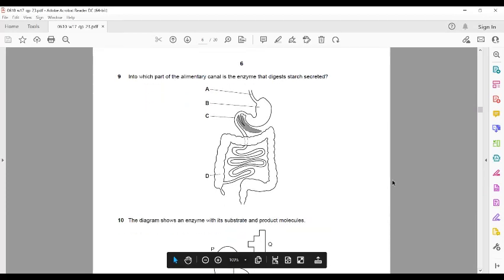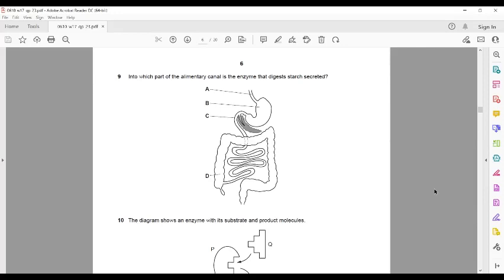Question number 9, which part of the alimentary canal is the enzyme that digests starch secreted? It should be either your mouth or your small intestine, these two. Because the first breakdown of the starch happens in the mouth by using amylase, which breaks down the starch into maltose, and then it goes into the small intestine. In the small intestine, another enzyme is secreted, called maltase, and maltase breaks down the maltose into small sugar molecules. That is where the complete digestion of the starch happens. So in two places, we have starch digestion. One of them in your mouth, the other one is in the small intestine.